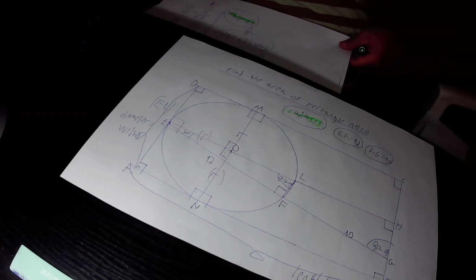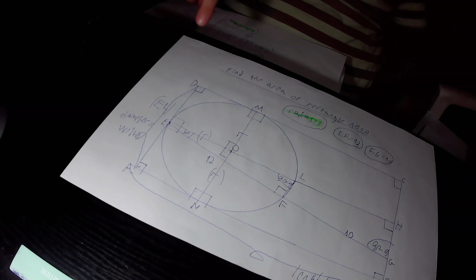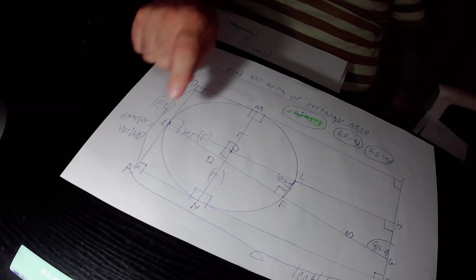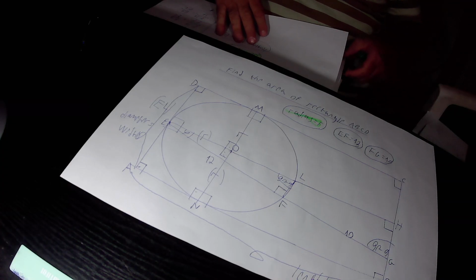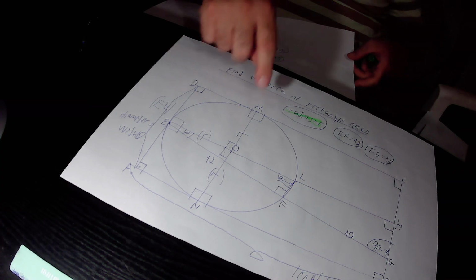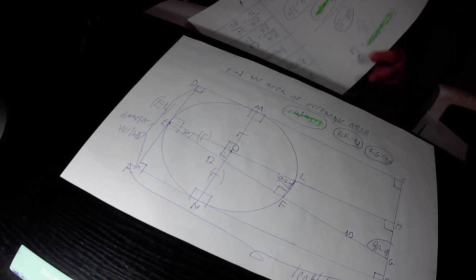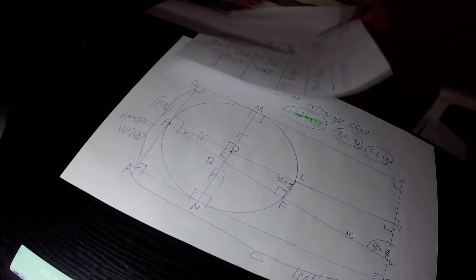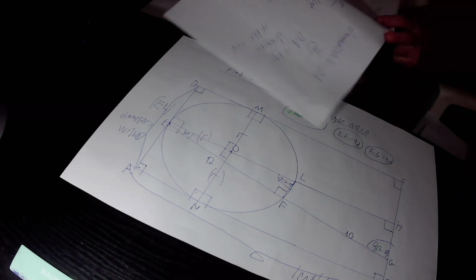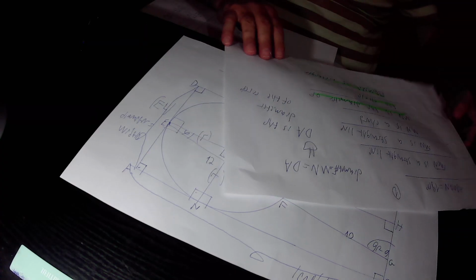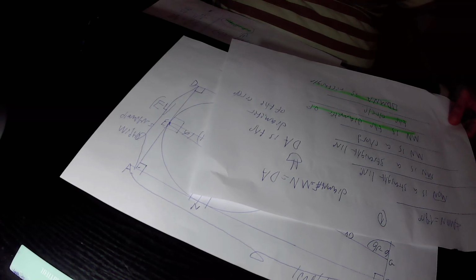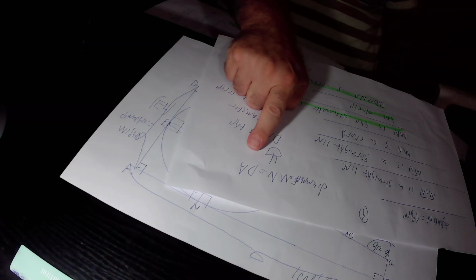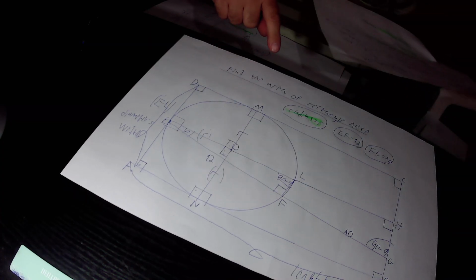But we also know that the opposite sides of a rectangle are equal to each other. So in rectangle DMNA, side MN must be equal to the opposite side DA. Okay? MN equals DA, according to the rule that the opposite sides of a rectangle are equal to each other.